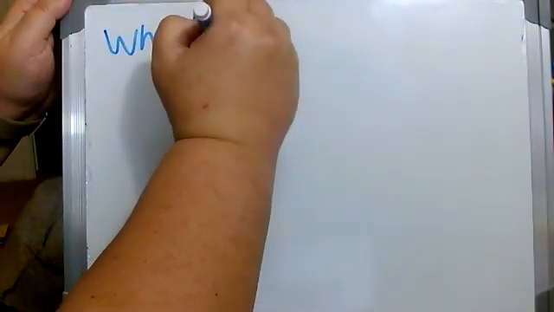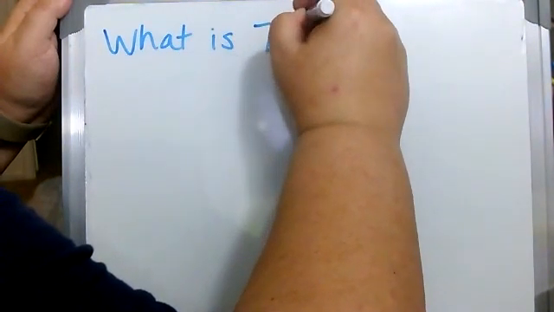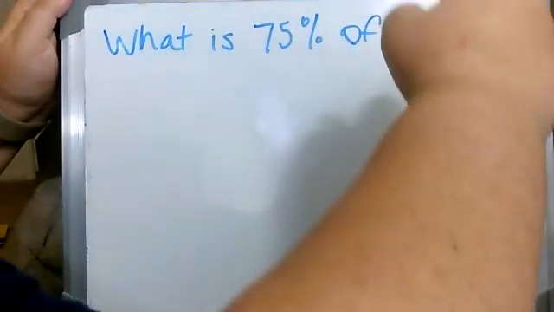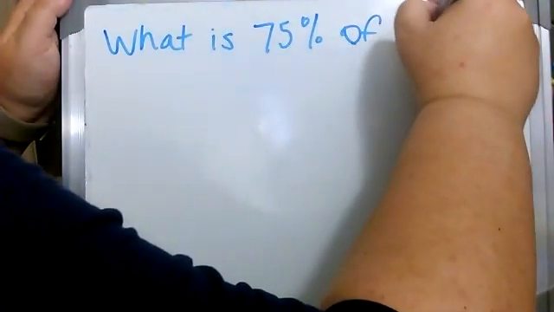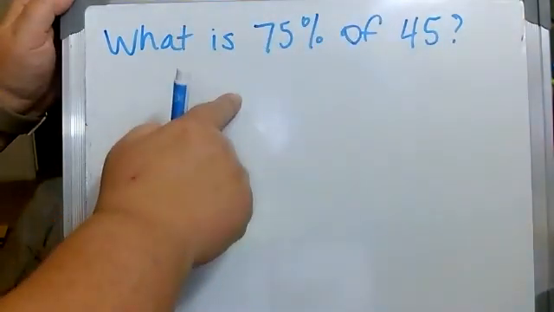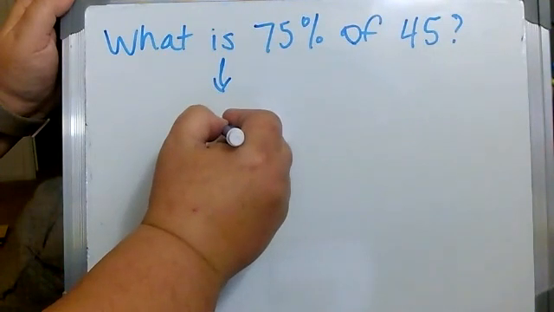Okay, so for example, what is 75% of 45? This is your math problem. It's a word problem. So you find your is right there, right? Here's your equal sign.